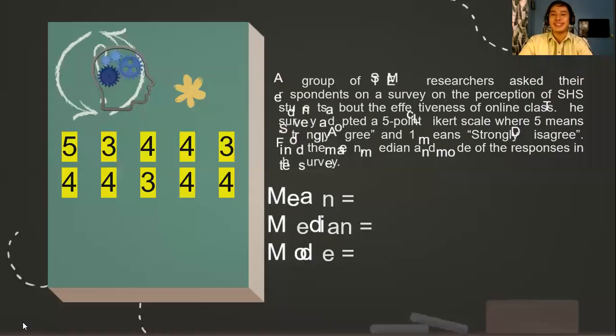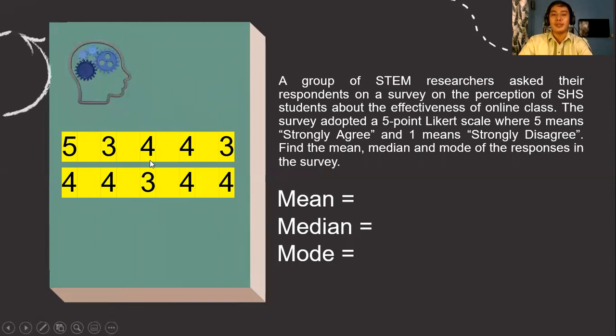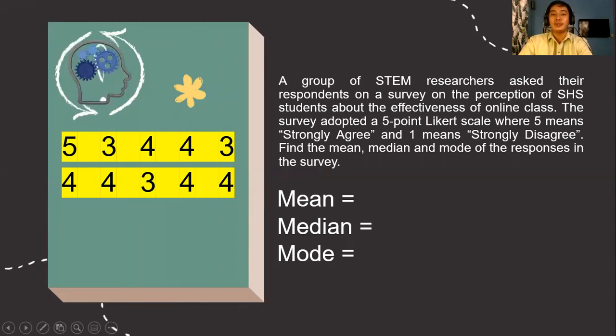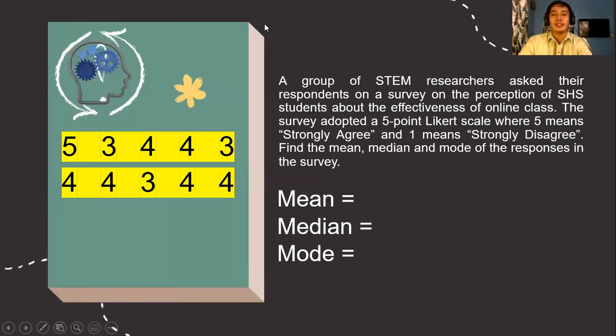Let's take this one as an example. A group of STEM researchers asked respondents on a survey on the perception of senior high school students about the effectiveness of online class. The survey adopted a 5-point Likert scale where 5 means strongly agree and 1 means strongly disagree. So a 3 response would mean neutral, 4 means agree, while 2 means disagree. Find the mean, the median, and the mode of the responses in the survey.